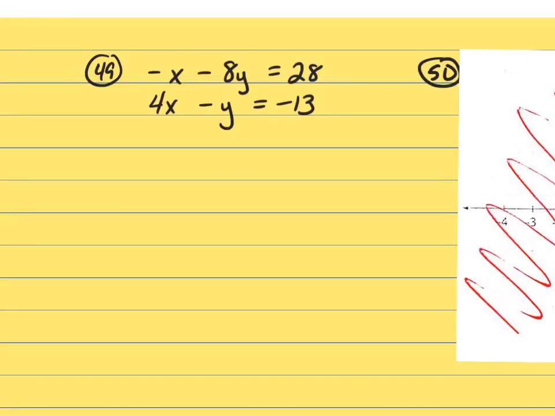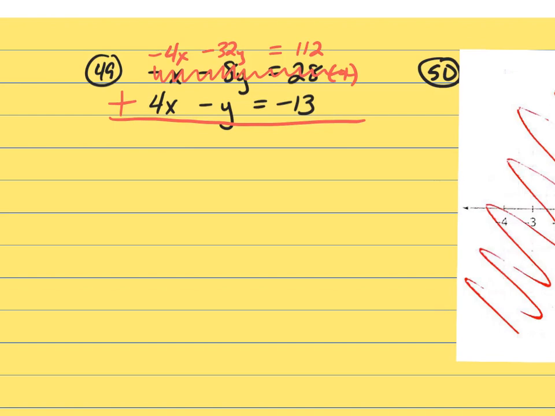Number 49, I'm going to try to get my x's to cancel out, which means I need the negative x into a negative 4x. To get that, I'm going to multiply it by 4, which would give me negative 4x, negative 32y equals a positive 112. And then I can scribble that equation out. Now that I have opposites, my negative 4x and my positive 4x, I can combine these two equations.